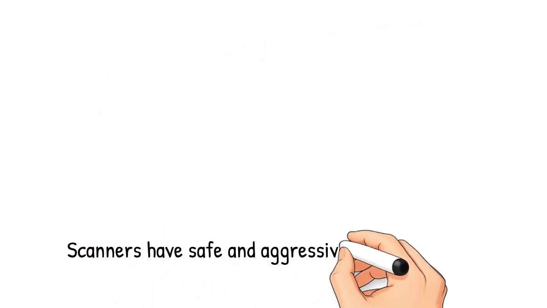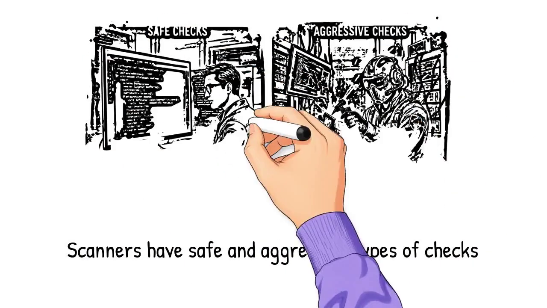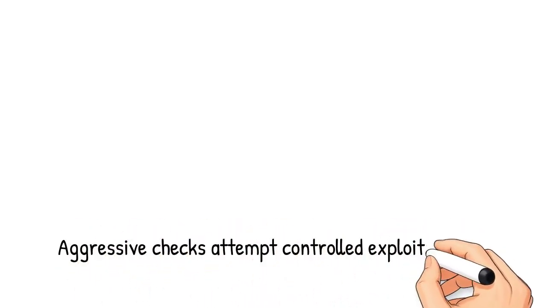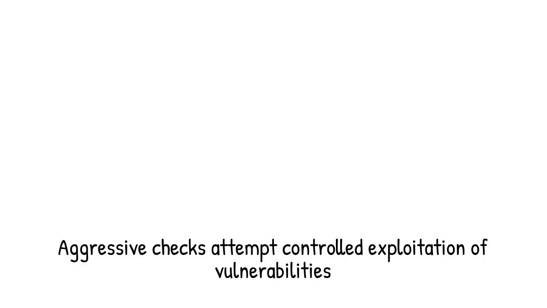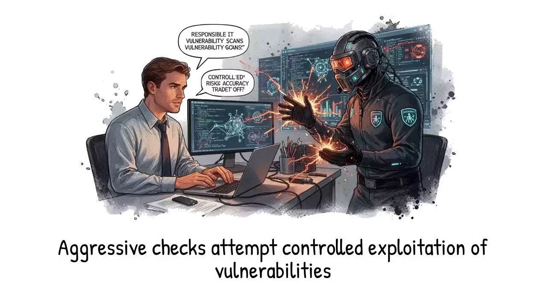Scanners use two types of tests. Safe checks. These tests do not exploit vulnerabilities. They only check versions, configurations, and signatures. Example: if the Apache version equals X and X is vulnerable, mark it as vulnerable. Aggressive checks. These tests attempt to exploit the vulnerability in a controlled manner. Example: sending a specially crafted payload to confirm SQL injection. Aggressive checks are more accurate but can crash systems, restart services, and cause performance issues. This is why companies must schedule scans carefully.